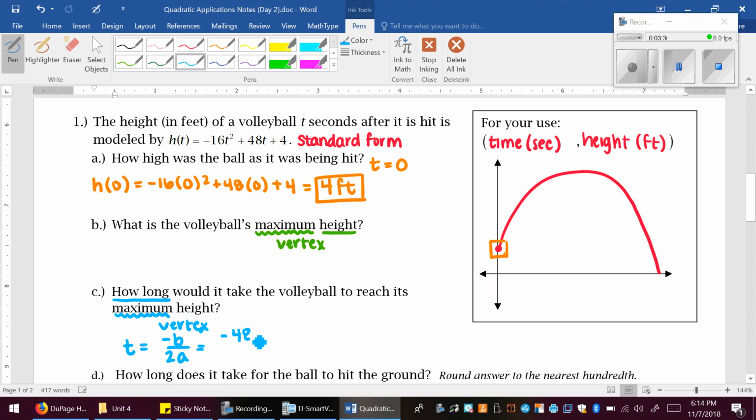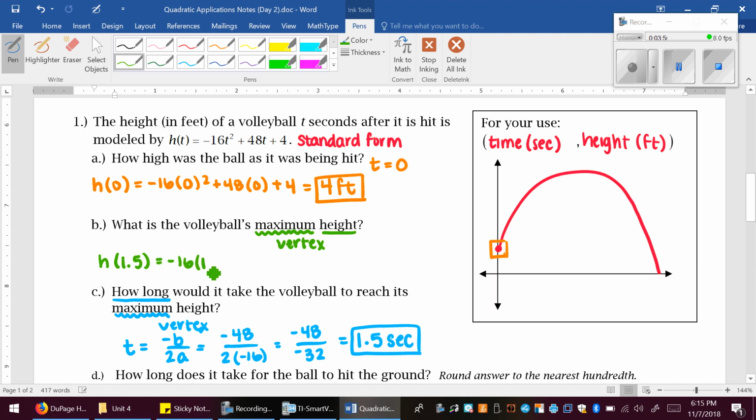B is 48. A is negative 16. Multiply the bottom two together and divide to get 1.5. This is a time, so in seconds. Then go back to part B and substitute the time of 1.5 in. Type that into your calculator and you should get 40 feet.